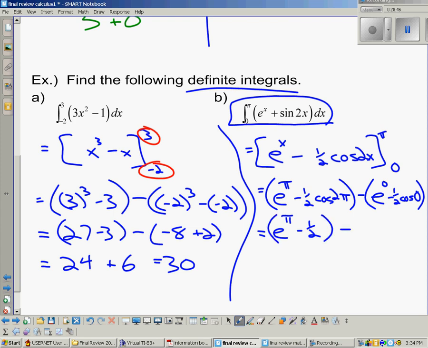minus e to the 0. Don't make the silly mistake of calling this 0. It's 1. Minus a half times cosine of 0, which again is just 1. So negative a half. Okay, so we get e to the pi minus a half minus another half over here. I just want to work that out. So e to the pi minus 1. There's our exact version of that definite integral.